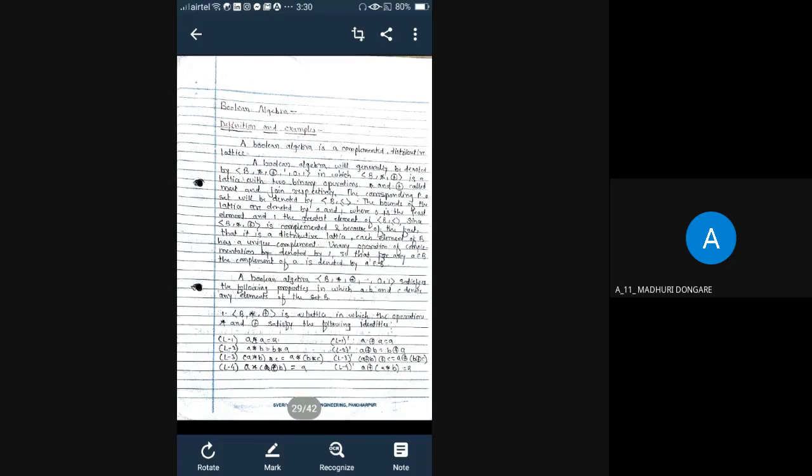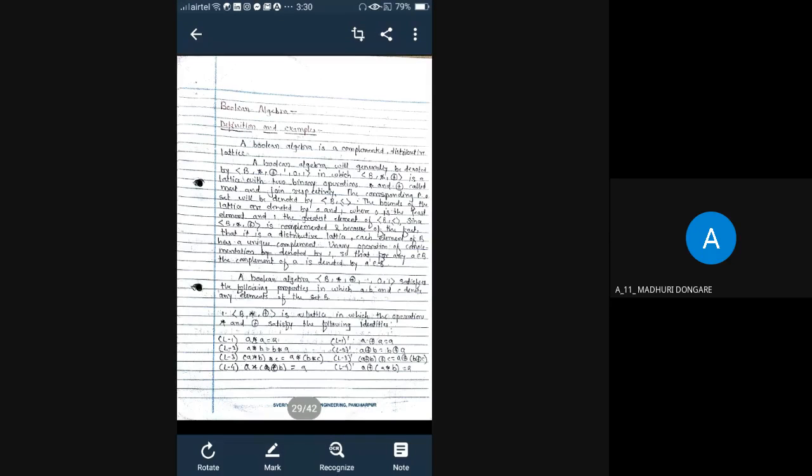Again, we have seen what the bounds of a lattice are. There is a least element and a greatest element. The least element was denoted by 0 and the greatest element by 1. So this 0 and 1 are called the bounds of that lattice. If any lattice has the complemented, distributive and bounded properties, then that lattice is called a Boolean algebra. So this was the definition of Boolean algebra.